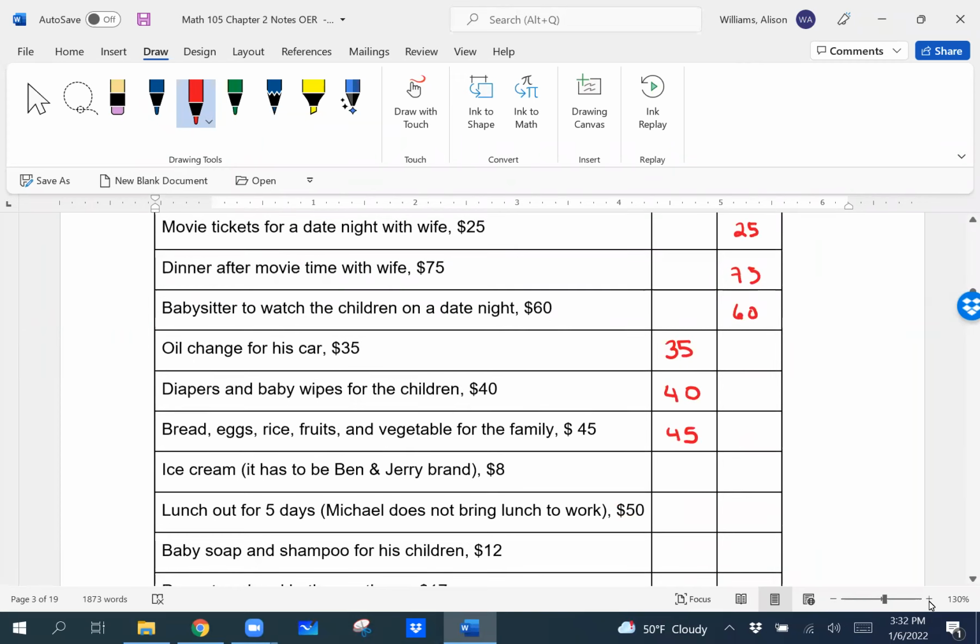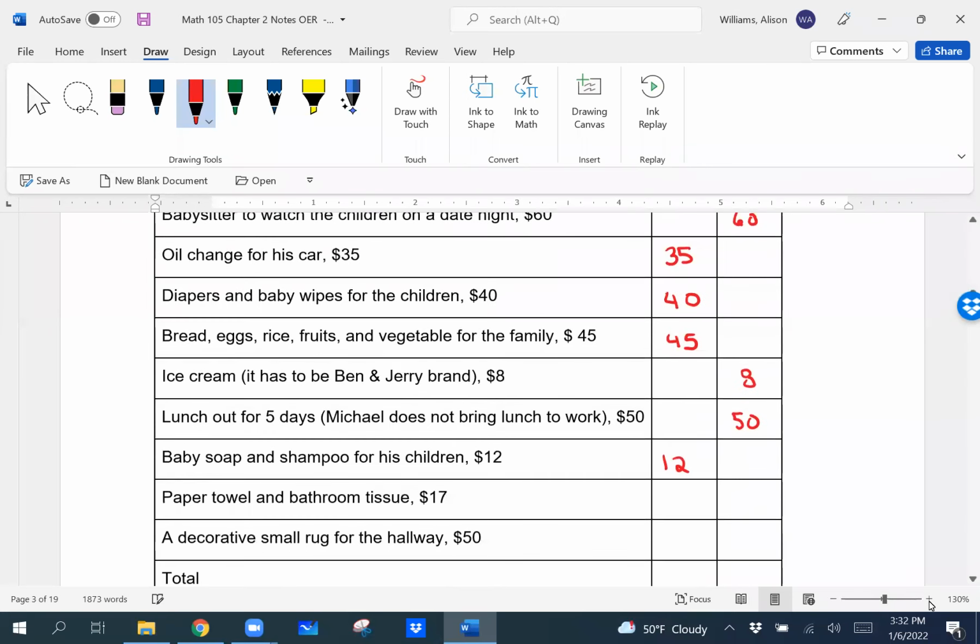Ice cream that has to be Ben and Jerry's, okay, that would be an example of a want. Going above and beyond what really should be in the food budget. Lunch out, well, that's silly of Michael. That would be, oops, sorry, a want, not a need. He could take it. Baby soap, shampoo, that would be a need. Paper towels, bathroom tissues, that would be a need. A decorative rug, because they're using that word decorative, we're going to assume that's a want.